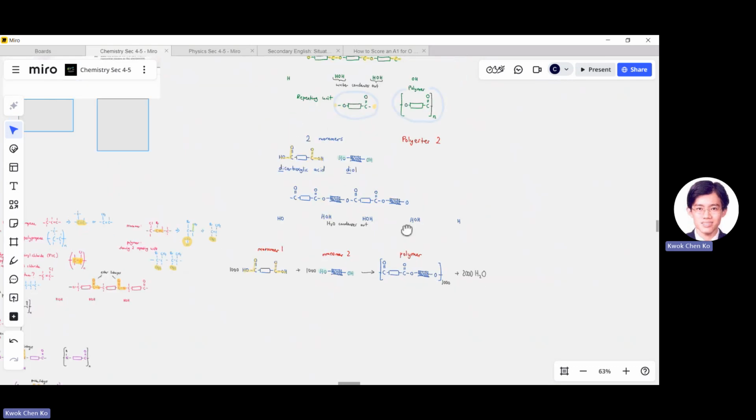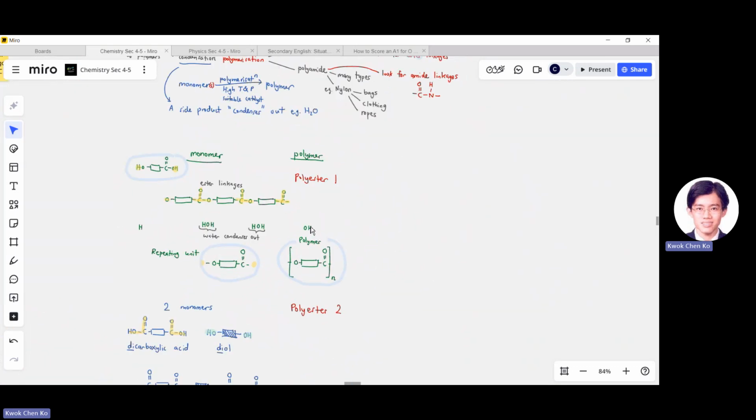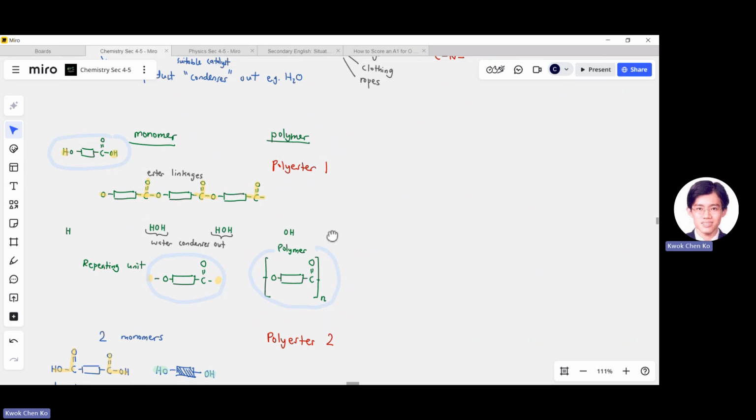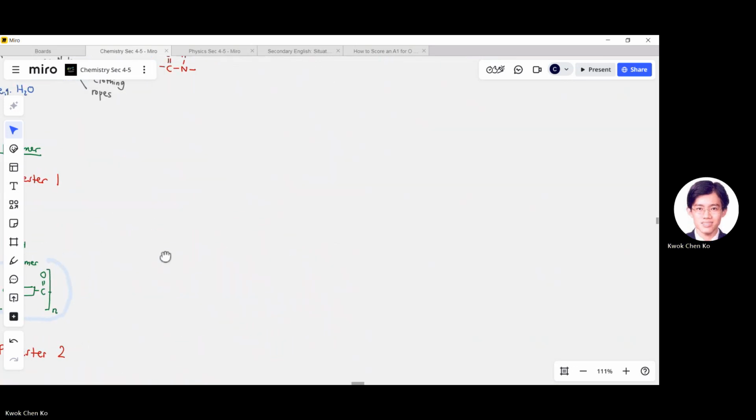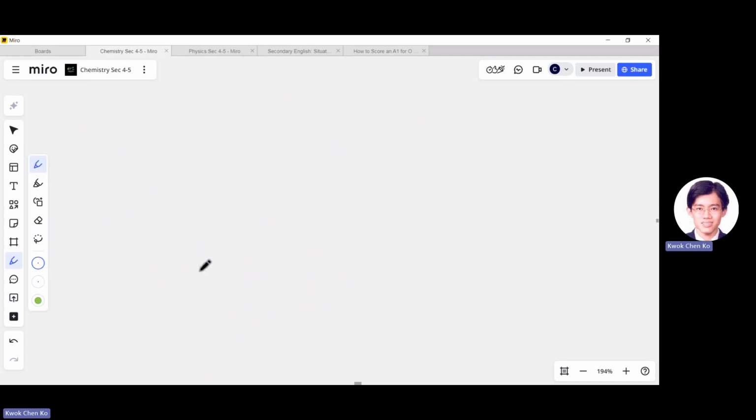Okay, next one, polyimide. Quite similar. Let me use the same structure. Right, so how to make a polyimide? Similarly, there are two types. Polyimide 1. What monomer do you need? Okay, look carefully. In this case, you need something like this.